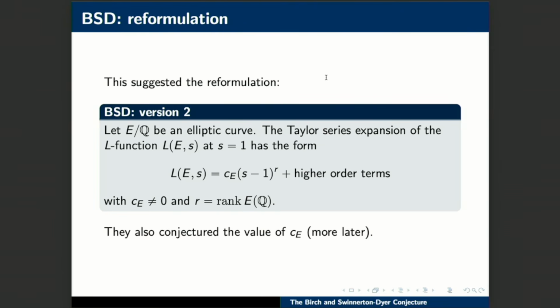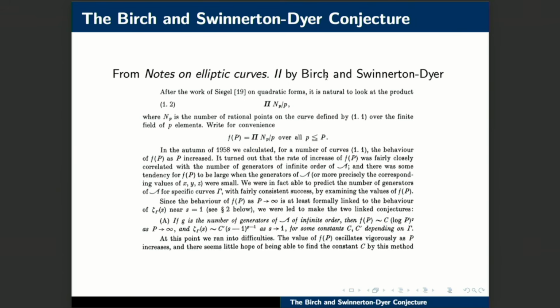They also conjectured the value of the constant that shows up in this formulation, but I'll defer saying things about that till much later. Here is the introduction of the second paper that Birch and Swinnerton-Dyer published on the Birch and Swinnerton-Dyer conjecture. And you can see down here under A, they actually put both conjectures.